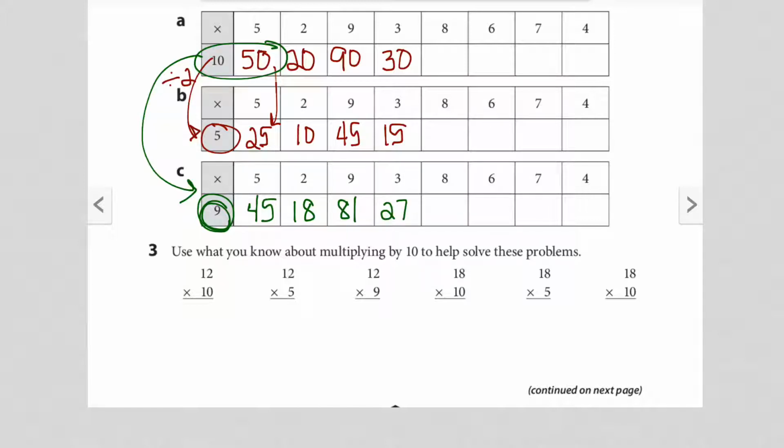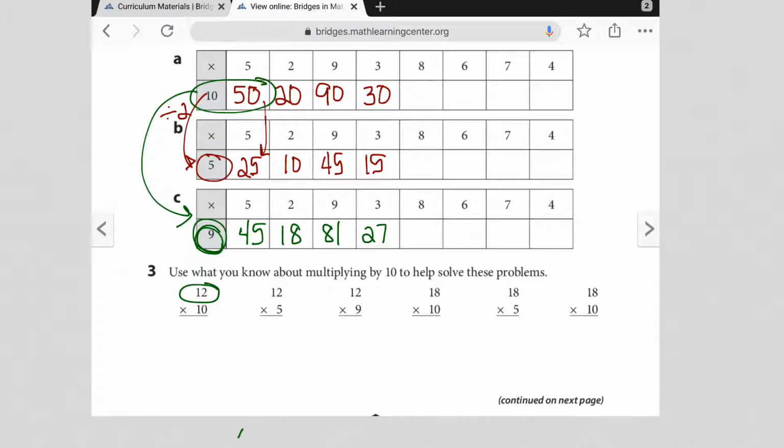So looking at number 3, it says use what you know about multiplying by 10 to help solve these problems. Their goal is to get you to split apart your number that's greater than 10 and instead think of it as 10 times 10 and 2 times 10. When you do that, you're going to add up your answer to get 120. And that's your goal as you do it all the way across.